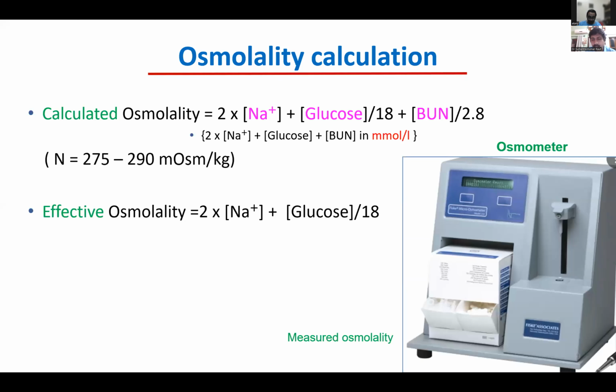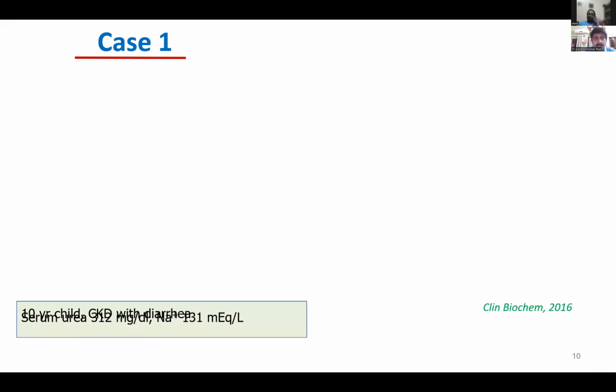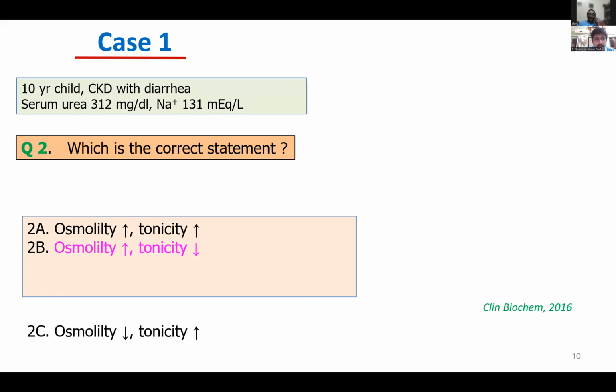So this is the osmometer, with which we can measure the osmolality directly. Many times it's possible that the child is treated with mannitol or something else. The measured osmolality is 310 or 320, but the calculated osmolality with sodium, glucose, and BUN will be lesser, that is 280 or something. That is called an osmolar gap. So for this patient, we know the answer is B, that is osmolality will be high because of a high amount of urea, but the tonicity is low because urea does not contribute to tonicity, and the sodium is less than normal, less than 135.